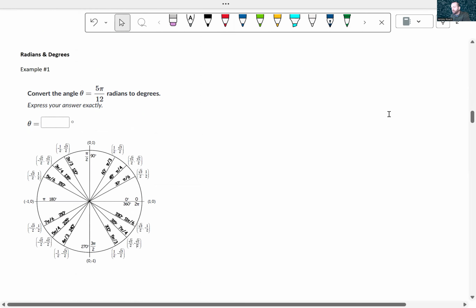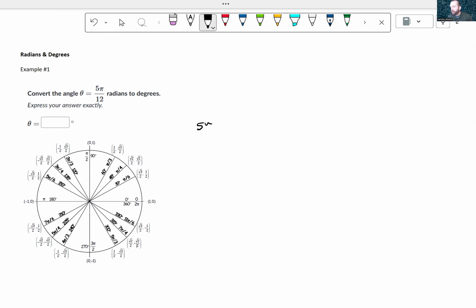So for this next problem, we want to convert these radians into degrees. And I have a unit circle here for our reference. And the best way to do this, well, there's two ways to do it. I'm going to show you the long way first, and then I'll show you the shortcut method for this. So we're going to start with what we have and what we're given. We're given 5 pi over 12.